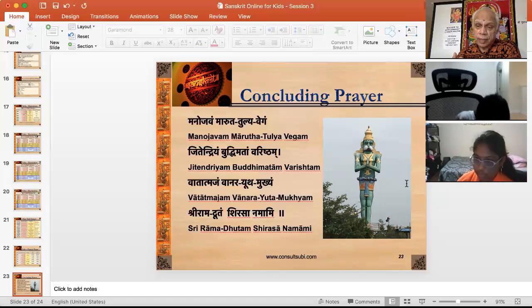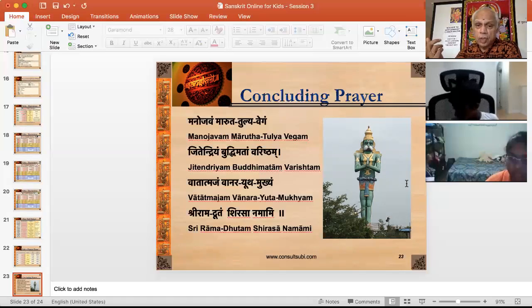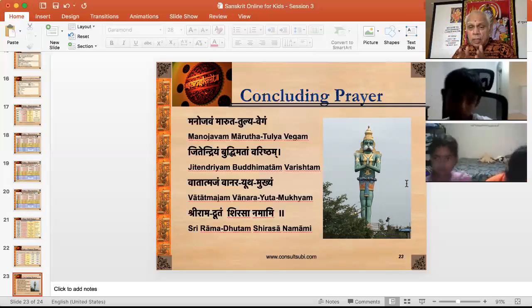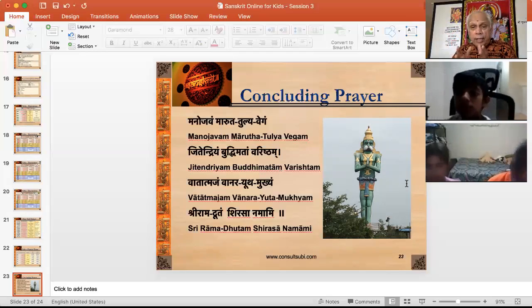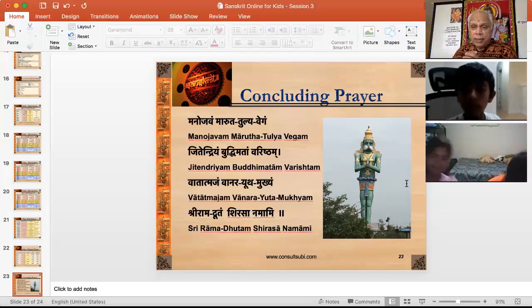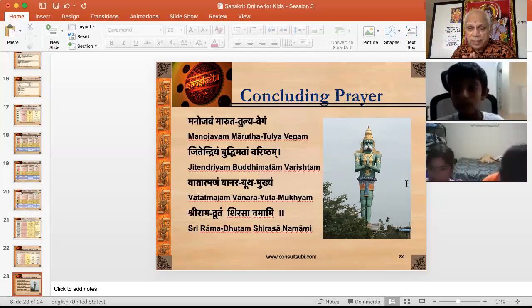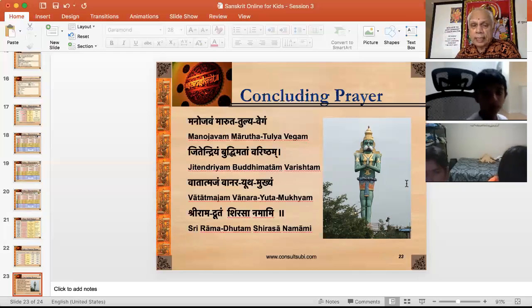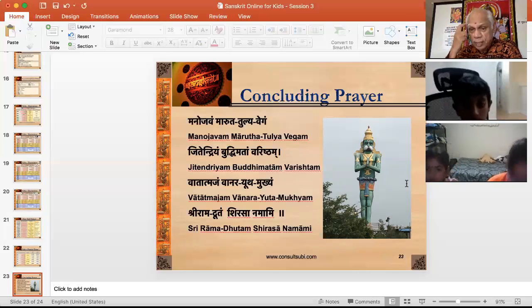Jitendriyam, Jit. I think I told you the root Jit is to win. Jitendriyam. Indriyam means senses. One who has won over the senses. If you want to eat, let's say, nice mango ice cream, you feel like eating it, but he can control it. He can say, all right, I'm not going to have it. He can control his taste. So one who has won over the taste or other senses is called Jitendriyam. Buddhi means intelligence. Buddhimatam varishtam.